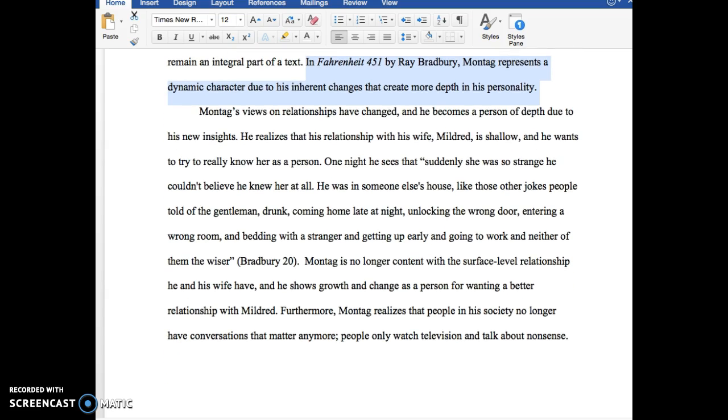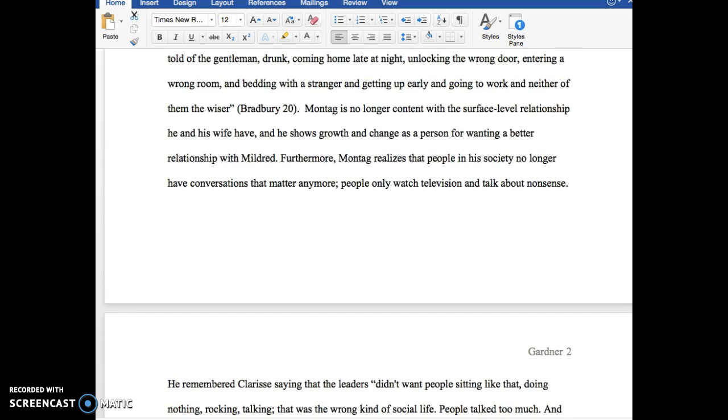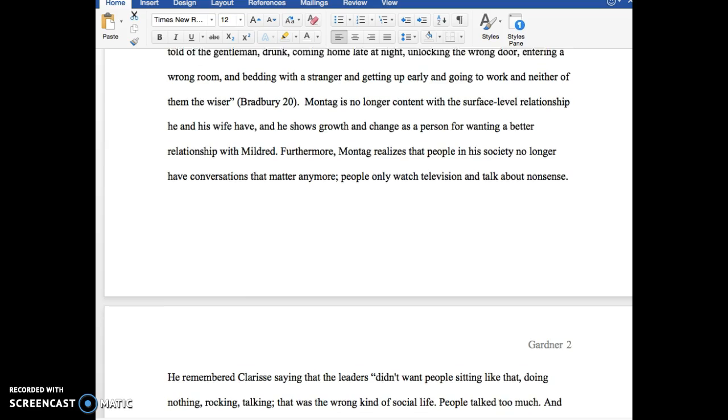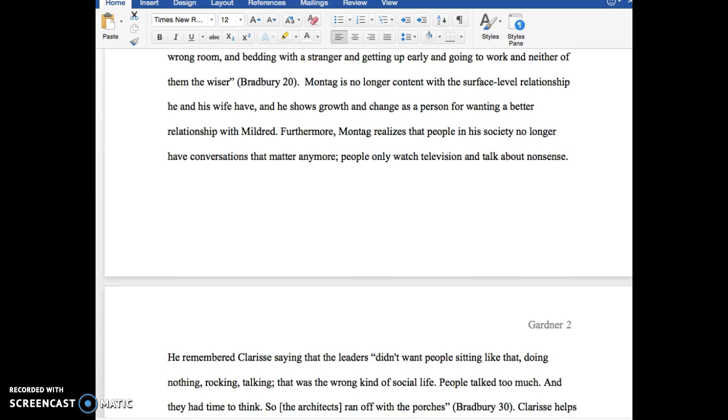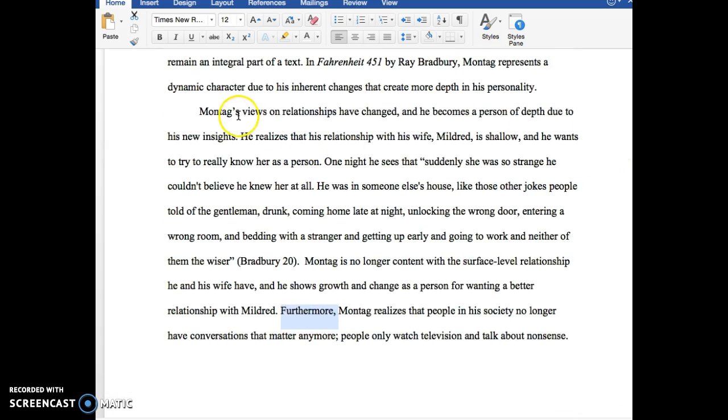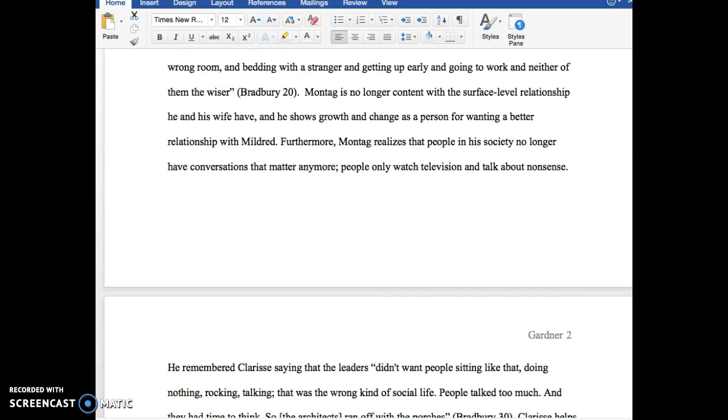The analysis is the most important part. Make sure that you do not simply restate or explain the evidence. You want to make the connections. Then we transition, because we need to prove once more that Montag's views on relationships have changed in order to show a fully developed paragraph.